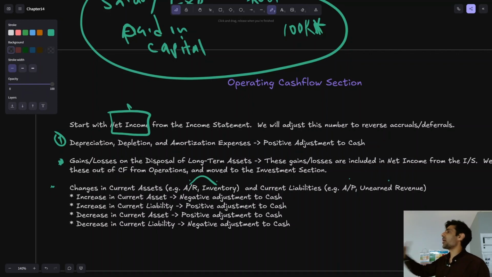But basically, when a current asset increases, as you can see here, it's going to be a negative adjustment to cash. If there's an increase in a current liability, it's the opposite: a positive adjustment to cash. When a current asset decreases, it means there's a positive adjustment. When there's a decrease in a current liability, it's a negative adjustment. Now, why this is the case, we're going to spend some time on.